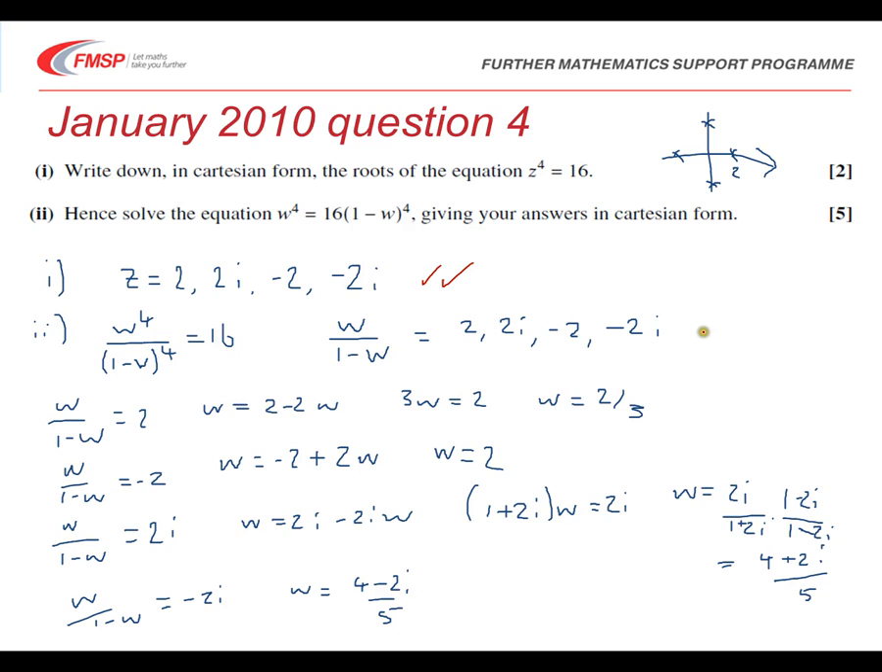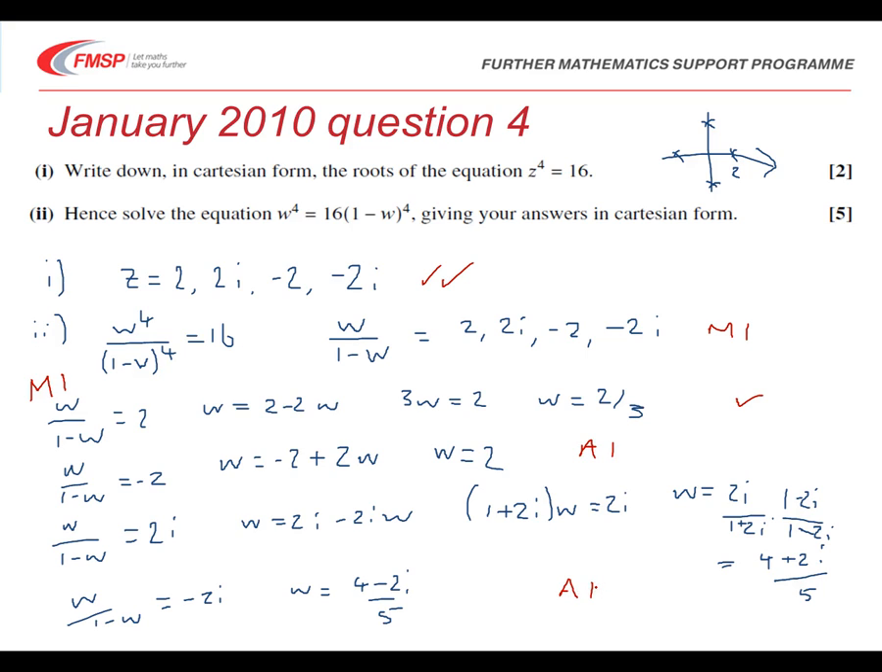There's then a method mark here for identifying that this expression can equal any of these 4 right hand sides. A method mark for an attempt at solving the left hand side is one of the right hand sides. An accuracy mark for getting at least 1 correct. A further accuracy mark for both the reals, and a further accuracy mark for both the complexes.